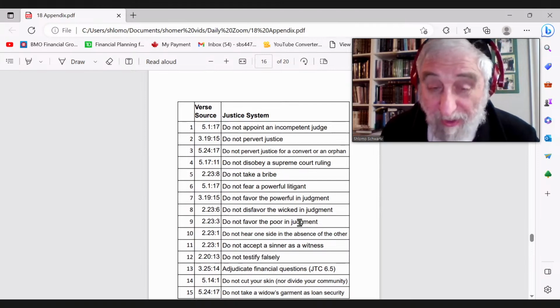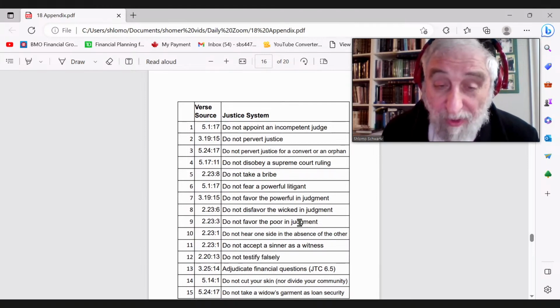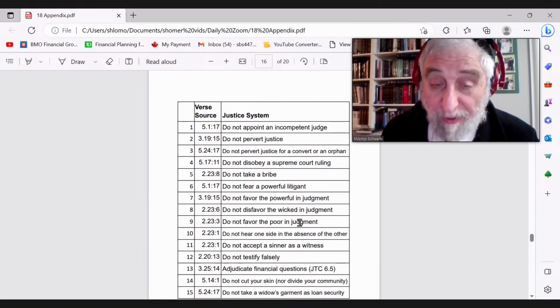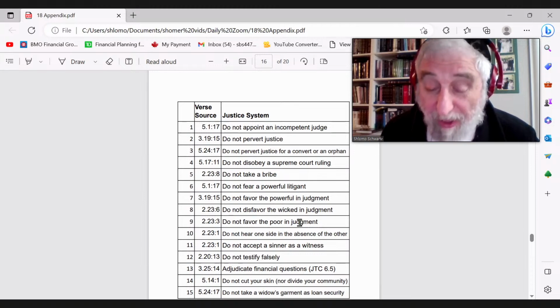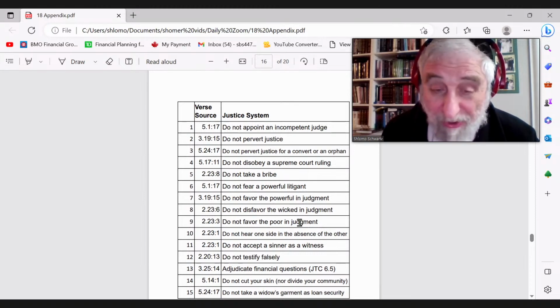Any witness, even if they are God-fearing and so on, has to be very careful that they're saying, to the best of their knowledge, the absolute truth and nothing else, and can't make up anything or guess. Here's the positive: adjudicate financial questions. Every judge has the duty to adjudicate financial questions.